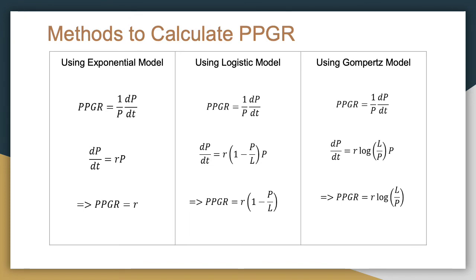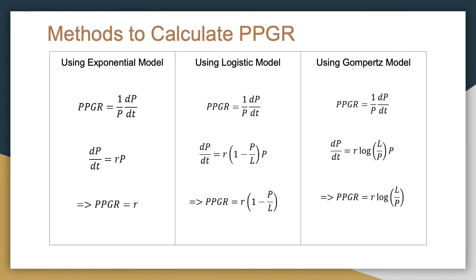In this slide, we are discussing the methods to calculate PPGR. As discussed in the previous slides, the three main models, that is the Exponential Model, Logistic Model, and Gompertz Model, can be used to calculate PPGR. Before moving to the three main models, the first step of calculating PPGR is PPGR is equal to 1 over p times dp over dt. dp over dt represents the instantaneous population at a particular time.